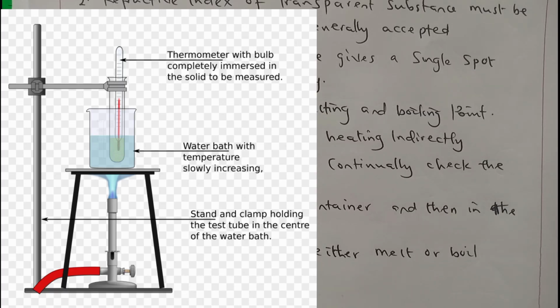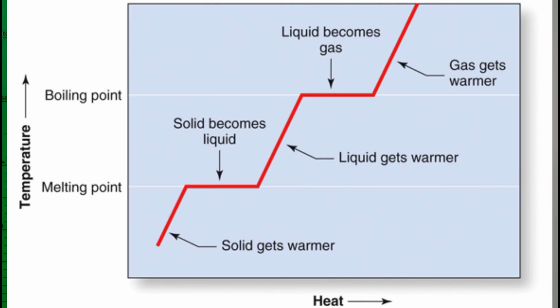Determination of melting and boiling point. I just want you to know that there are about five things we need to do in this. One, set up a boiling bath for heating indirectly. Insert the thermometer to continually check the temperature change. Put the substance you want to check the melting or boiling point of in a container, and then in the water bath. You know the water bath is already on fire. Allow the substance to either melt or boil. Then at the point where this substance melts or starts to boil, mark the temperature.